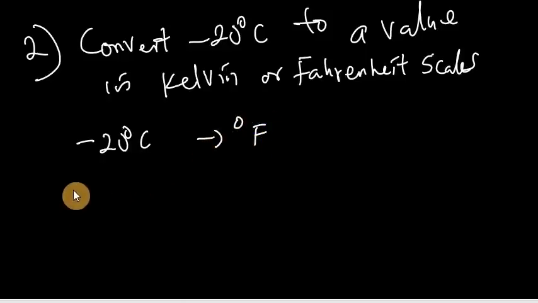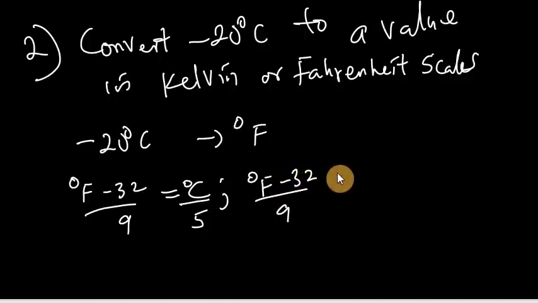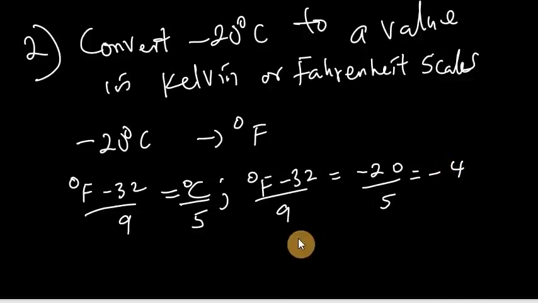So recalling our formula, (degree Fahrenheit minus 32) upon 9 equals C, the number in degrees Celsius, over 5. And we have this as minus 20. So we have (F minus 32) upon 9 equals minus 20 upon 5. Dividing this, you have minus 4. So you have degree Fahrenheit minus 32 upon 9 equals minus 4.